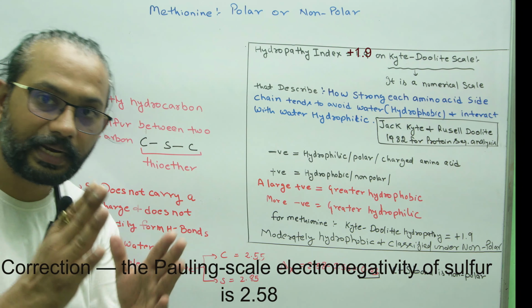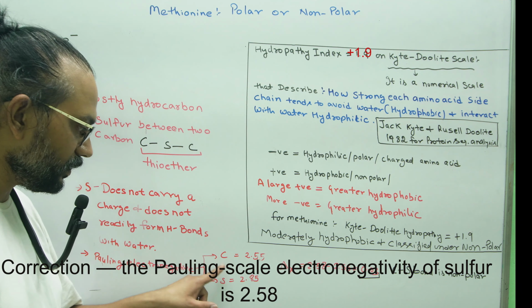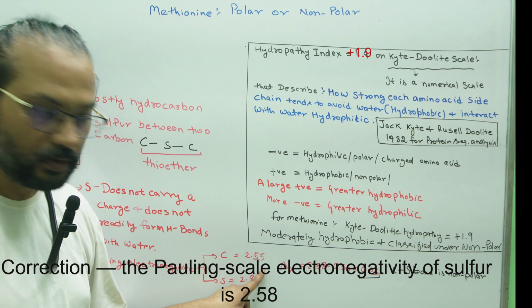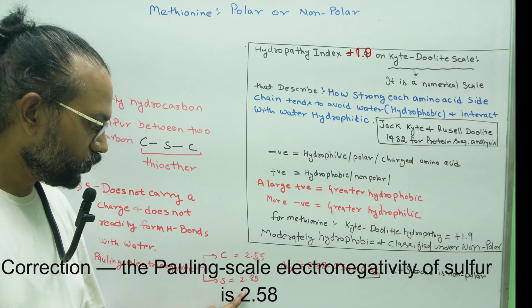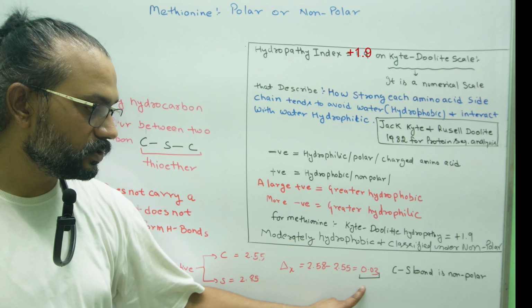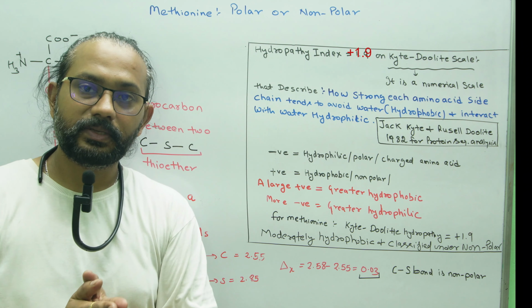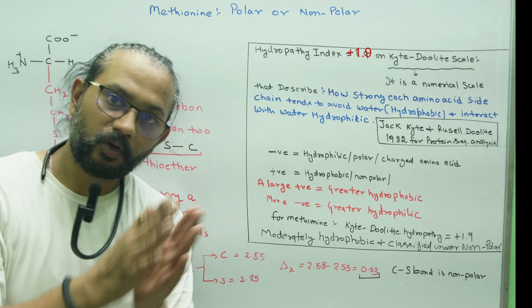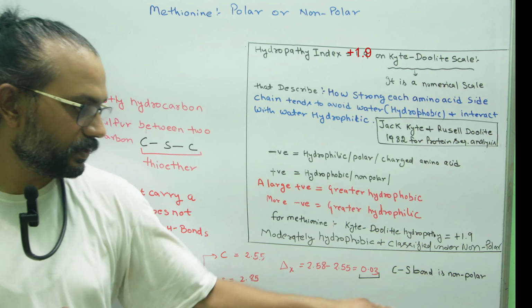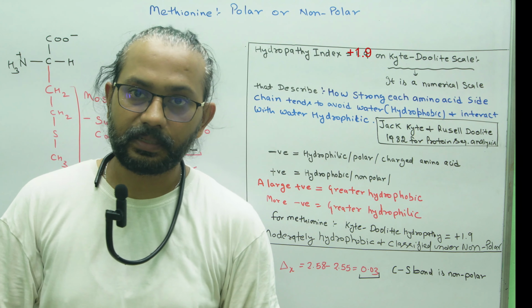Now let us check the electronegativity. Carbon is 2.55, whereas sulfur has 2.58, and if we check, the difference between these two is 0.03. So we can say carbon and sulfur have similar electronegativity, and that makes it non-polar. The difference is not so high, so the carbon-sulfur bond can be placed as non-polar.